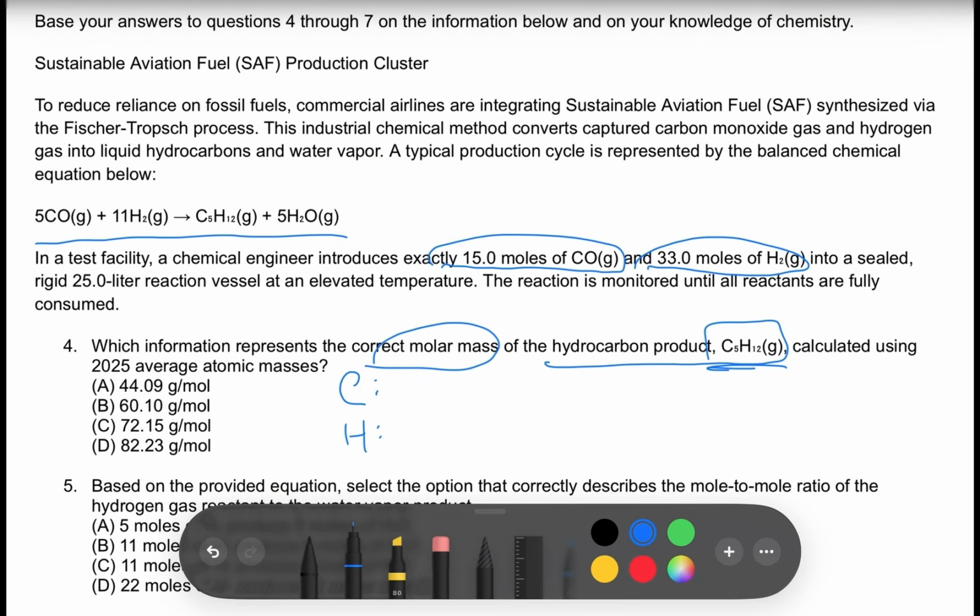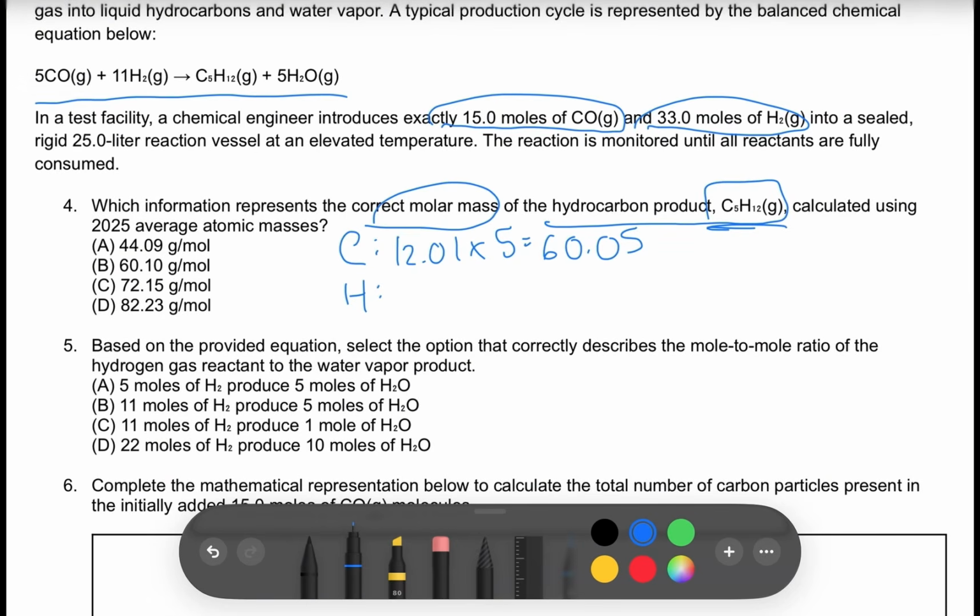The mass of carbon is 12.01, but since we have 5 carbon, we're going to multiply that by 5, and we're going to get 60.05. Then for hydrogen, we know that the mass is 1.01. We multiply that by 12 because we have 12 hydrogen. That's going to be 12.12. We add those two together, and we're going to get 72.17 grams per mole. The answer is C. It's supposed to say 17 here.